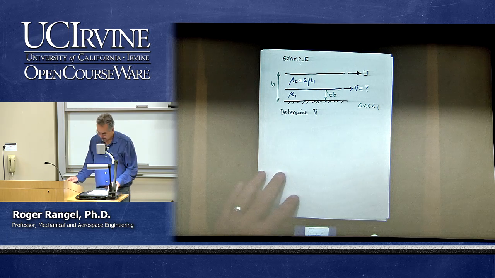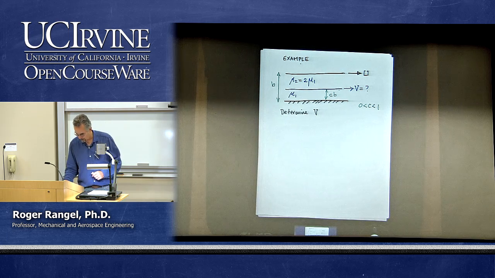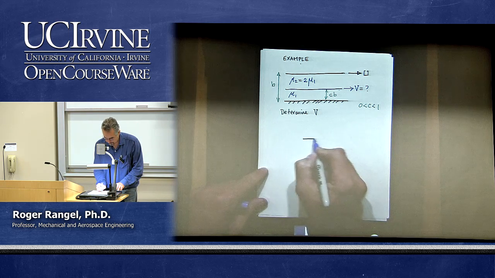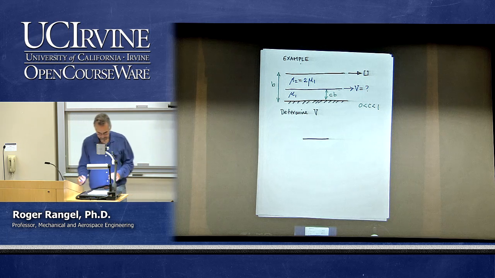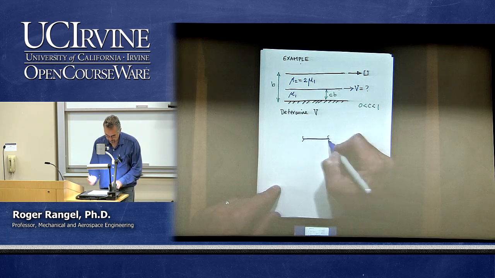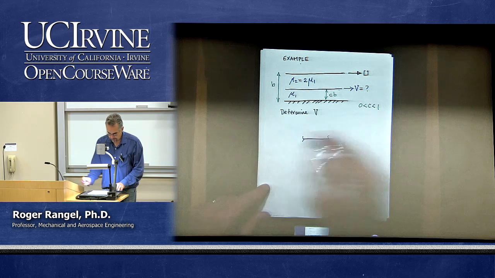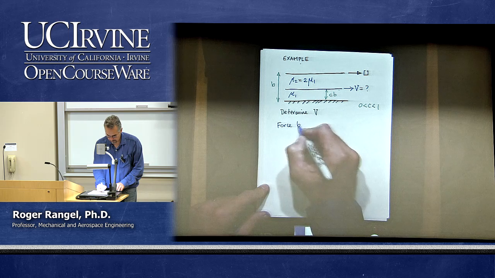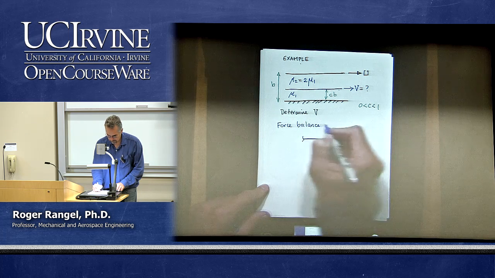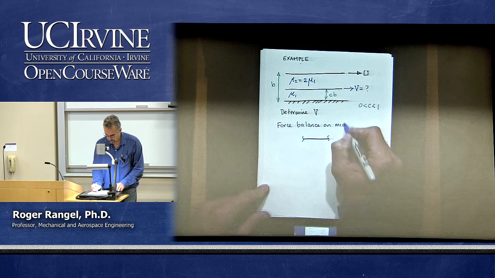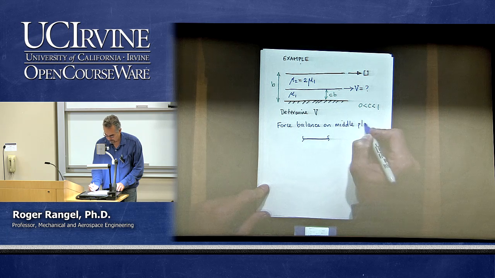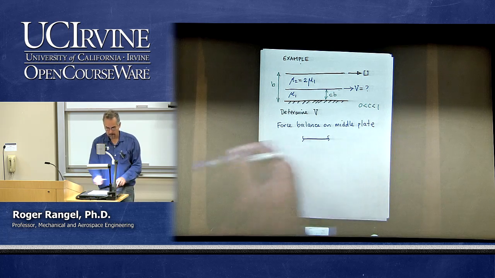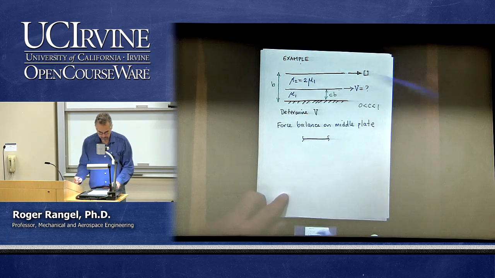The way you can do that is take the middle plate and do a force balance on it. So let's say that I draw here that middle plate, or a portion of it. I cut a segment of it, and I want to do a force balance on this plate. Force balance on middle plate. It's really only a horizontal force balance. That's the only thing I need to worry about, because there is only horizontal motion. There is no vertical motion.